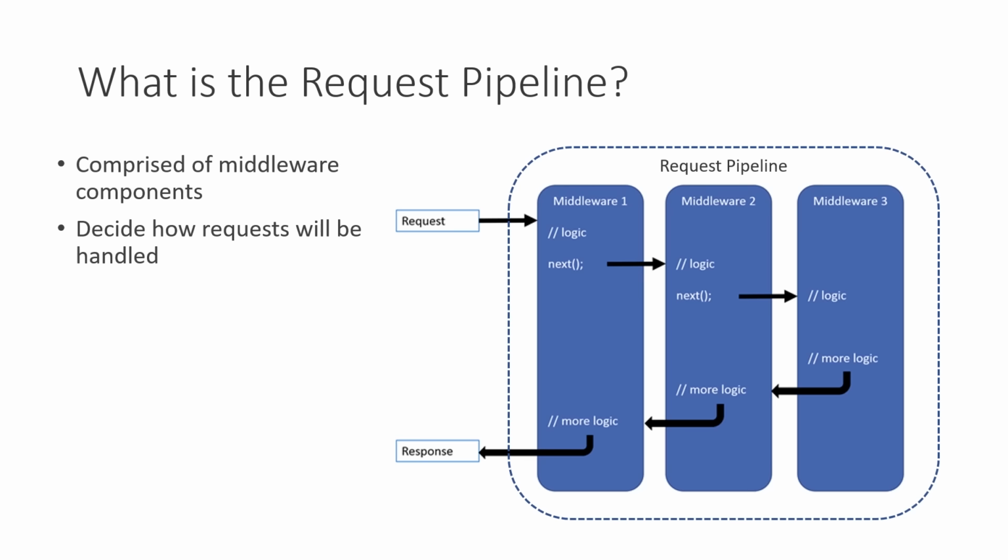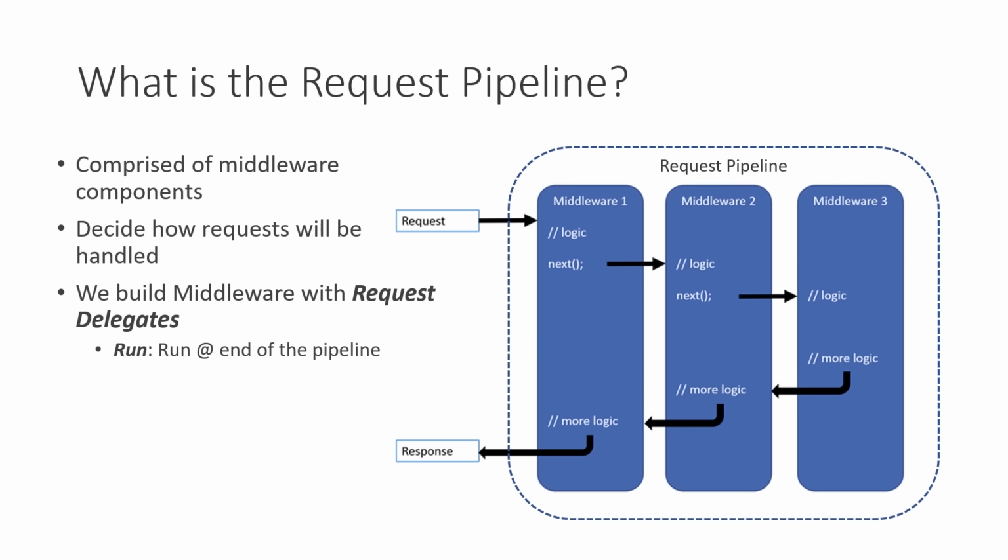So it's comprised of multiple middleware components. They decide how requests will be handled. We build middleware with request delegates. So again, that piece of code I showed you, that is a request delegate. And we can have three different types. Run, and they run at the end of the pipeline. You would put a run request delegate at the end. Map is used to branch the pipeline, and use can short circuit the pipeline.